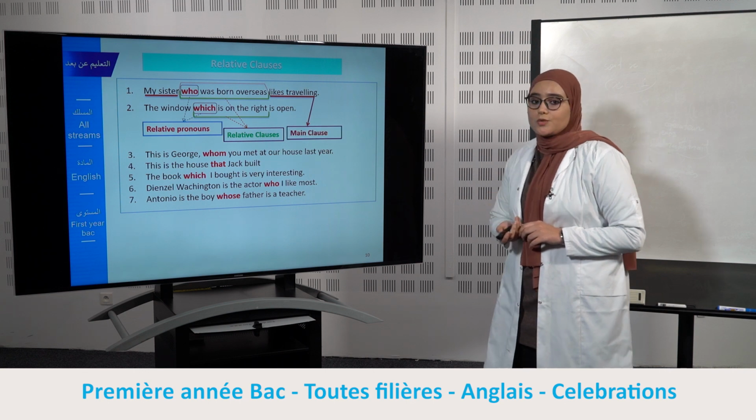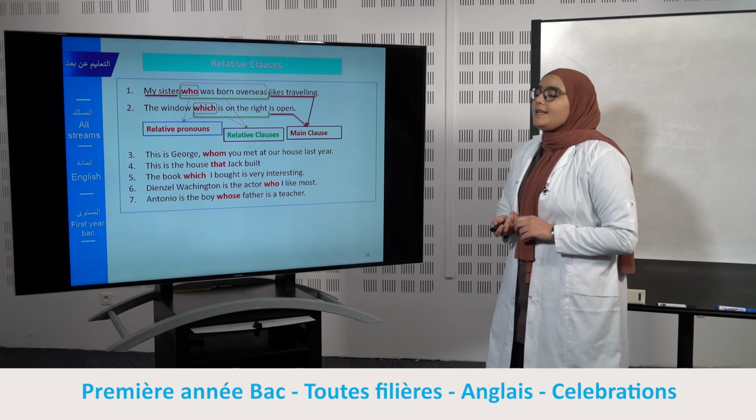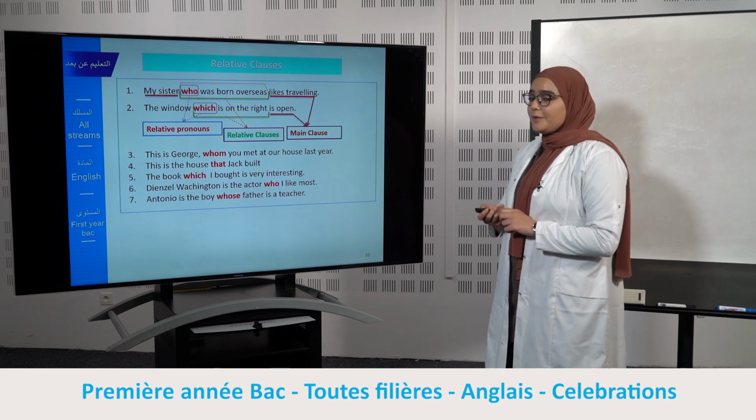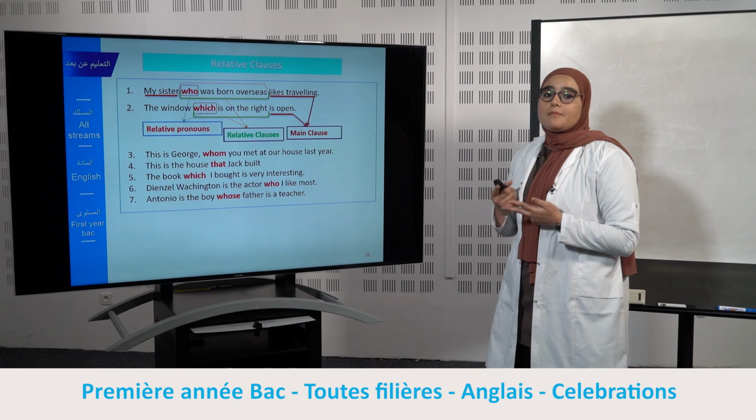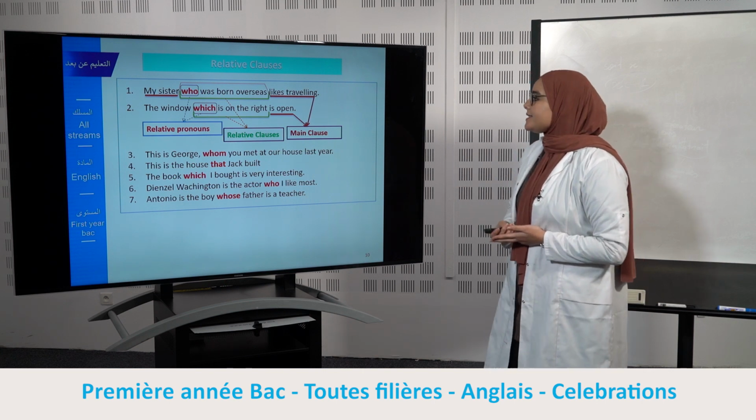It is a main clause. We call it main clause. "Is open" is a main clause. So we joined between a relative clause and the main clause using what? A relative pronoun. Let's see the other examples.